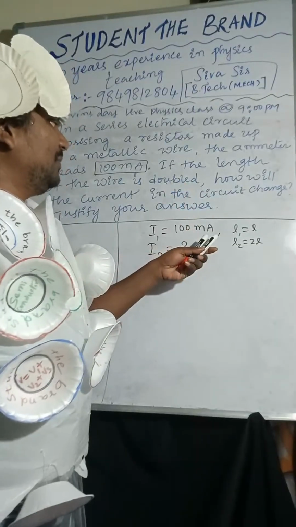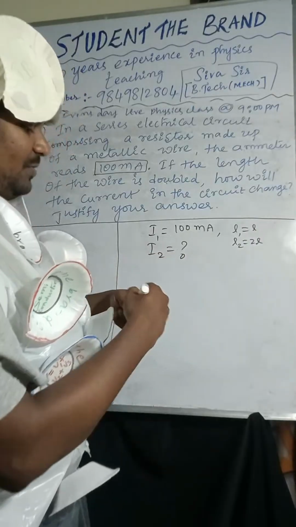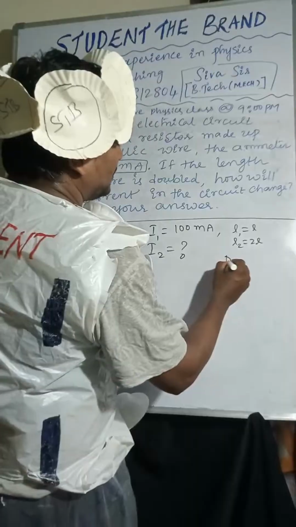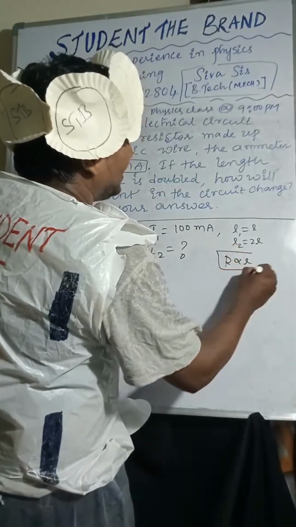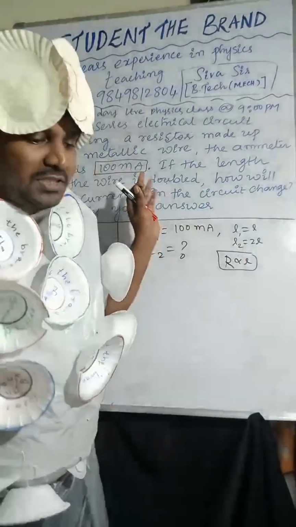I1 equal to 100 milliampere, and I2 we have to find out. Normally, we know R is directly proportional to L. Here they didn't give it directly, but see, it is a very logical question. This question is very logical.